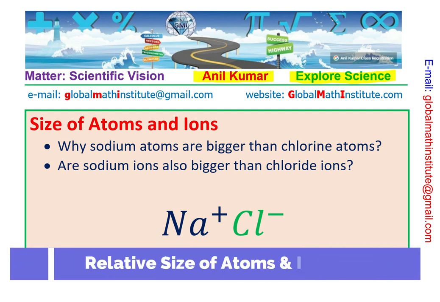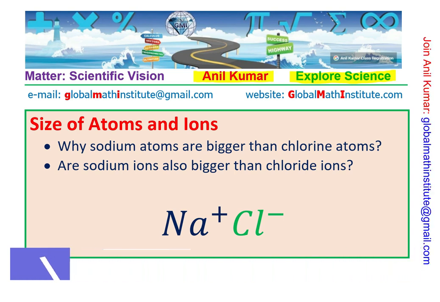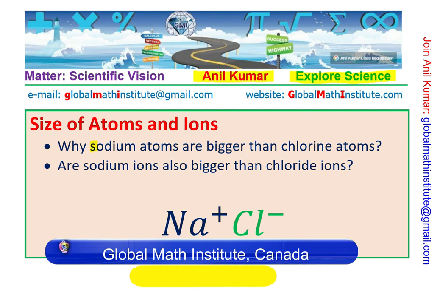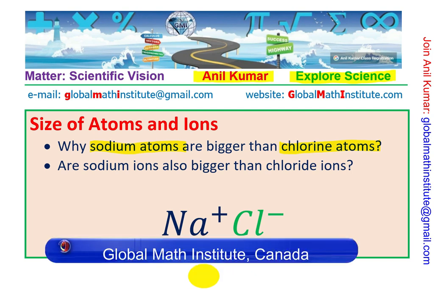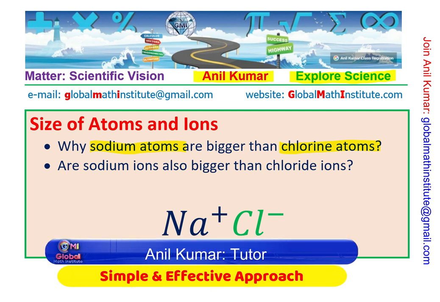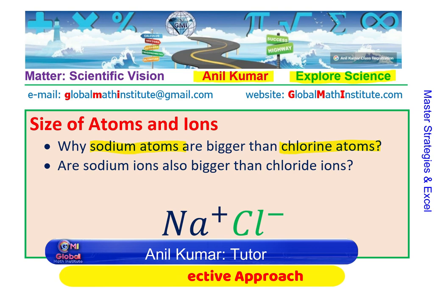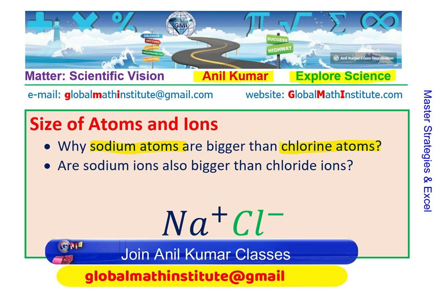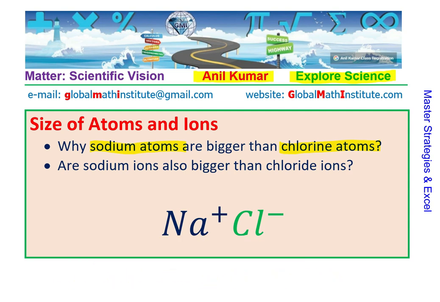Now, in this video, we'll discuss a very important topic, and that is comparing the size of atoms and ions. I'm taking a particular example where we're talking about sodium atoms and chlorine atoms. Sodium and chlorine can combine very easily to form NaCl, the common salt. Common salt, as you know, is one we eat, right? It's a chemical substance, very useful for us in many different ways.